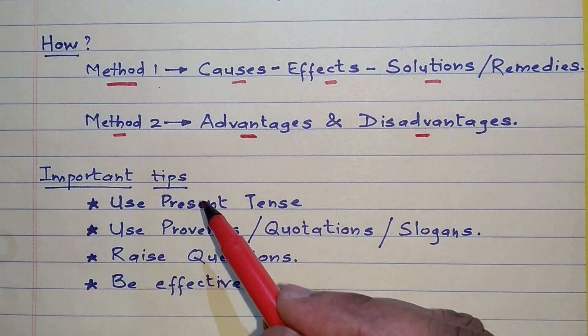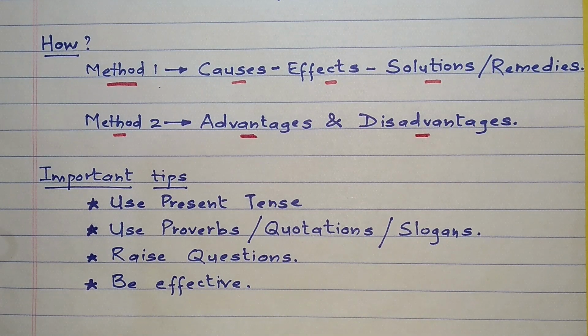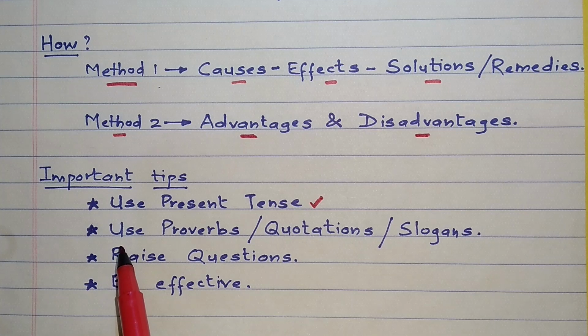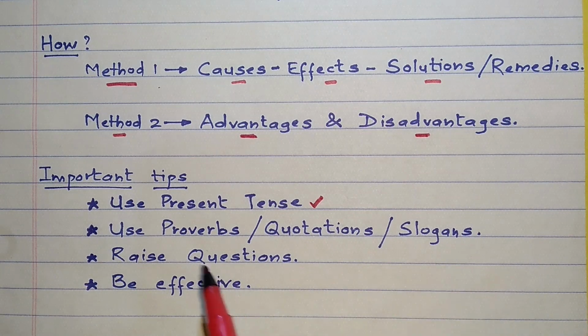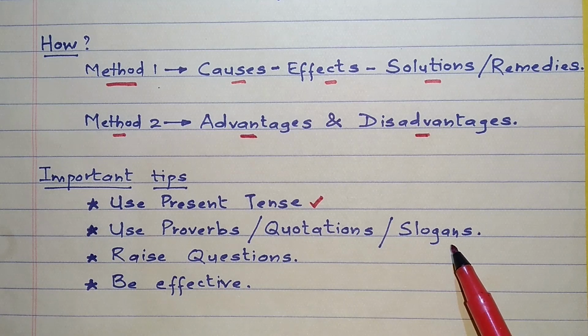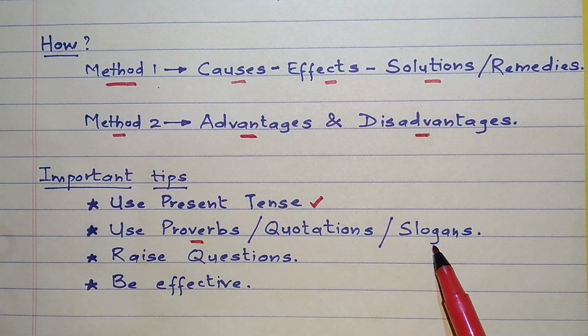Now we come to the most important part, that is important tips. Use present tense. We have to write the entire speech in present tense only. Second, use proverbs or quotations or slogans. Friends, this is very, very important if you want to write quality speech writing. If, for example, the topic is healthy lifestyle, then you can use proverb like health is wealth or an apple a day keeps the doctor away. Suppose if the topic is tree plantation, then you can write slogan such as plant trees, save life.